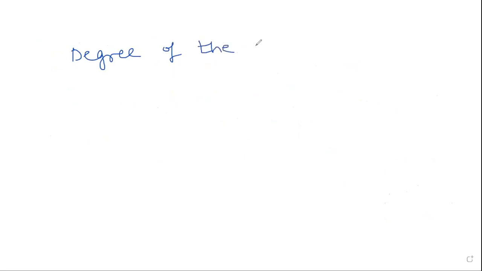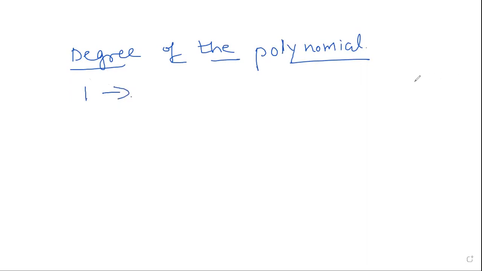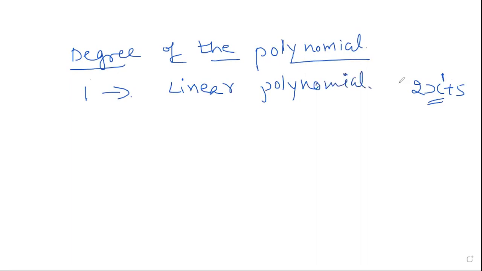Degree of the polynomial. You have sums in the exercises; we'll see that later. For example, if the degree is 1, like 2x plus 5, the power of x is 1. The highest power is 1. When it is 1, it is a linear polynomial. If the highest power of the variable is 1, then the expression is called a linear polynomial.